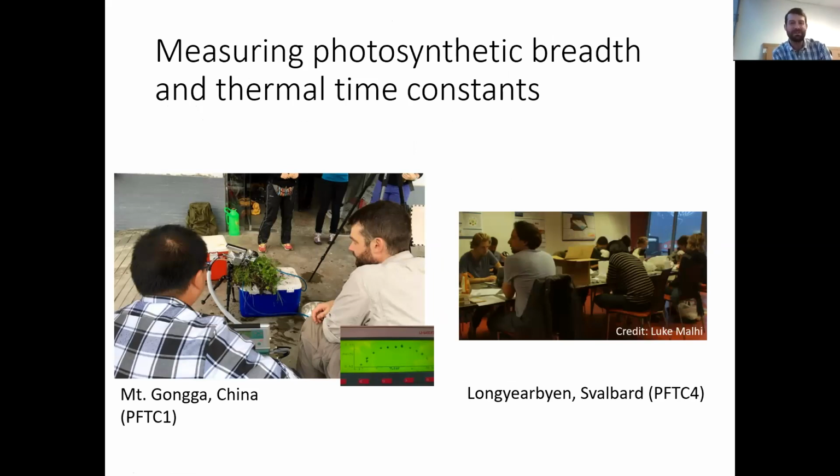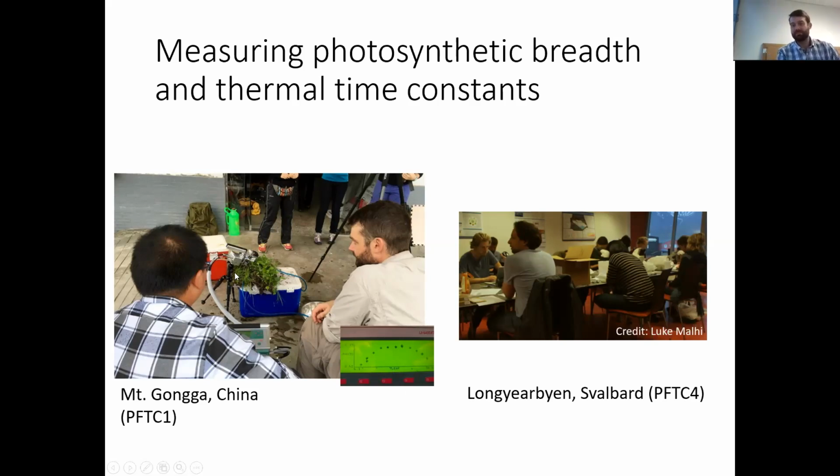What we then did is we went to the field and grabbed a bunch of leaves. This is a photo from the Plant Functional Traits Course 1 on Mount Gongga, China. You can see we have a Licor 6400. This is way back in the day when we were still using these 6400 XTs with these awesome green LEDs that turn black in the sun. We could collect these leaves along the elevation gradient and bring them back to the lab and hook up a leaf into the chamber.